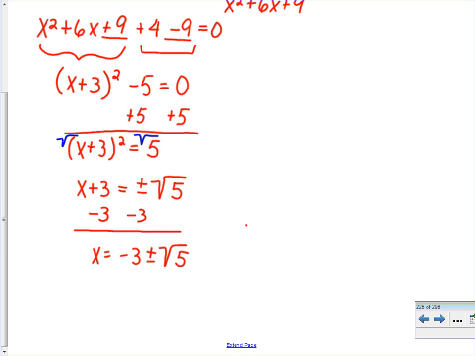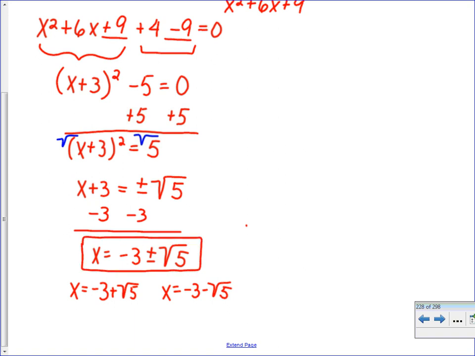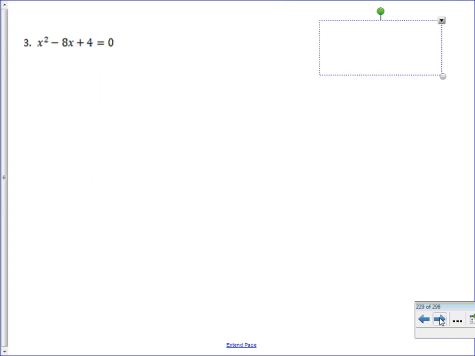What that means is technically I have two answers. I have x to equal negative 3 plus radical 5, and I have x to equal negative 3 minus radical 5. For now, keep it in simplest radical form. I would always ask you to convert it to a decimal and round accordingly. So that is question number 1. Let us now take a look at question number 3.